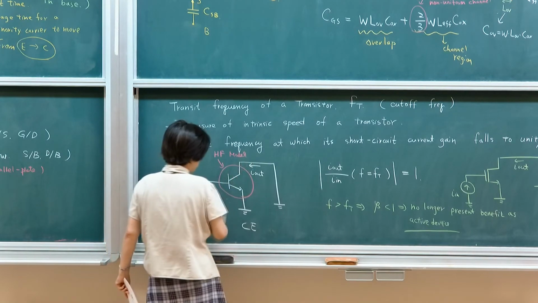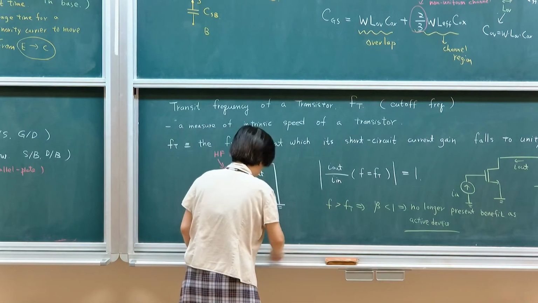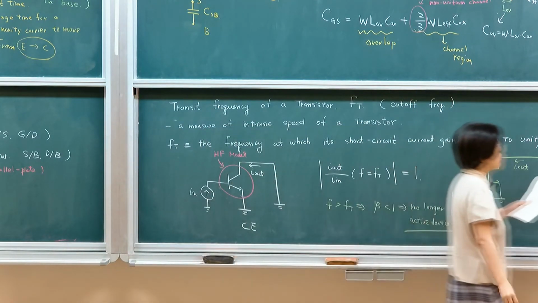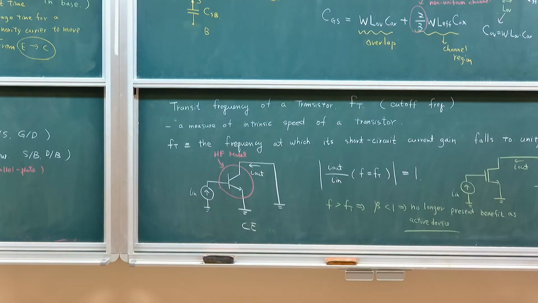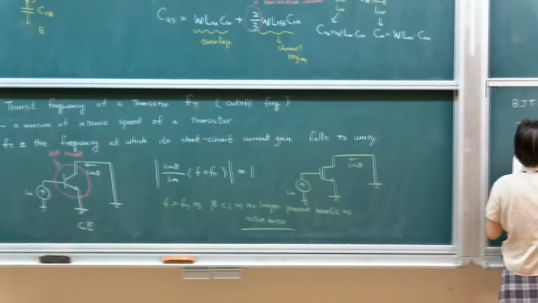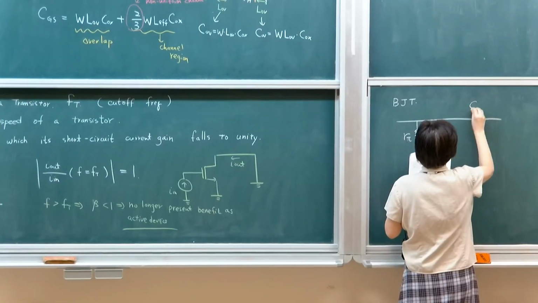You simply insert the high frequency model and then do the analysis to find out its frequency response. So let's start with the BJT. Remember we had a circuit, small signal model, R pi, C pi, C mu.